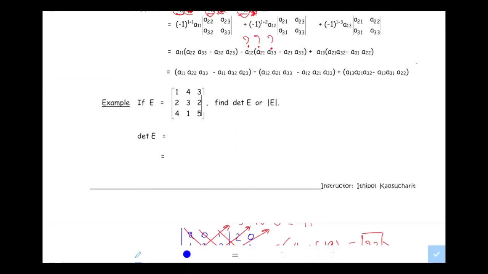To find the determinant using the cofactor method, you can choose any row or any column that you like. You can choose the first row, the second row, the third row, or the first column, the second column, or the third column. You can choose anything that you want. But this time I'm going to make it a little bit different. I'm going to choose the column of 3, 2, and 5. So let's do it.